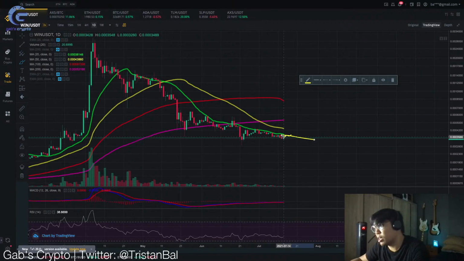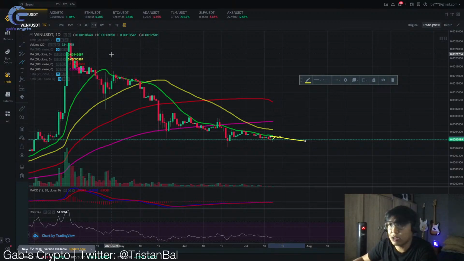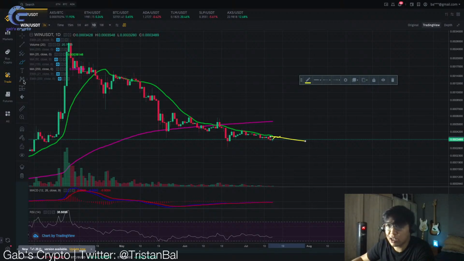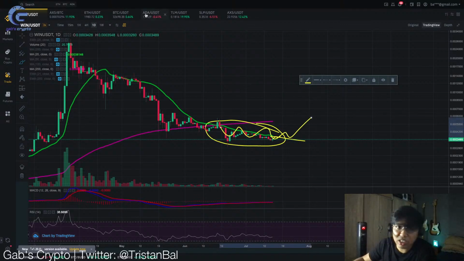So right now, if hindi pa natin na-break itong 20 moving average kay daily, don't expect some pump pa for WIN. Pero right now, we are below the 200 moving average. So remember, if below the 200 moving average tayo, that would more likely be the best time to enter ulit. So yeah, if I were you, I would be reaccumulating at this area kay WIN. Same goes kay DOT kanina. Yung pag below the 200 moving average, that would be the best time to enter.